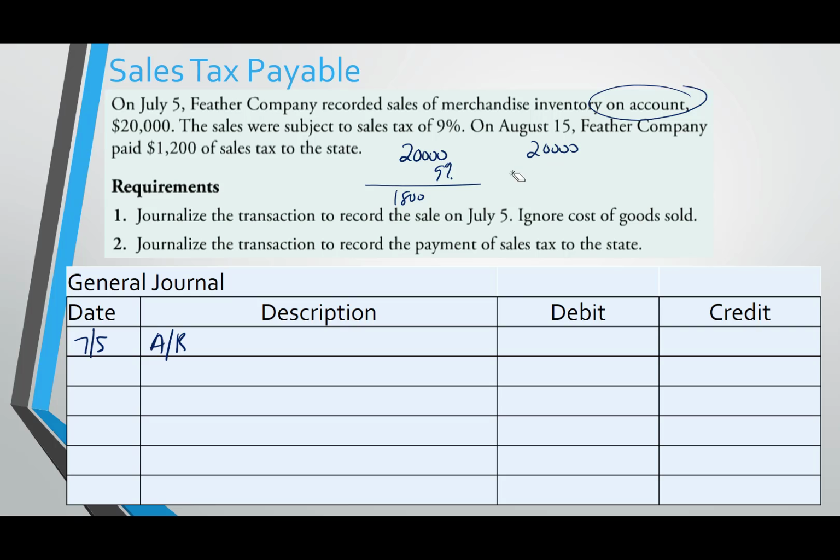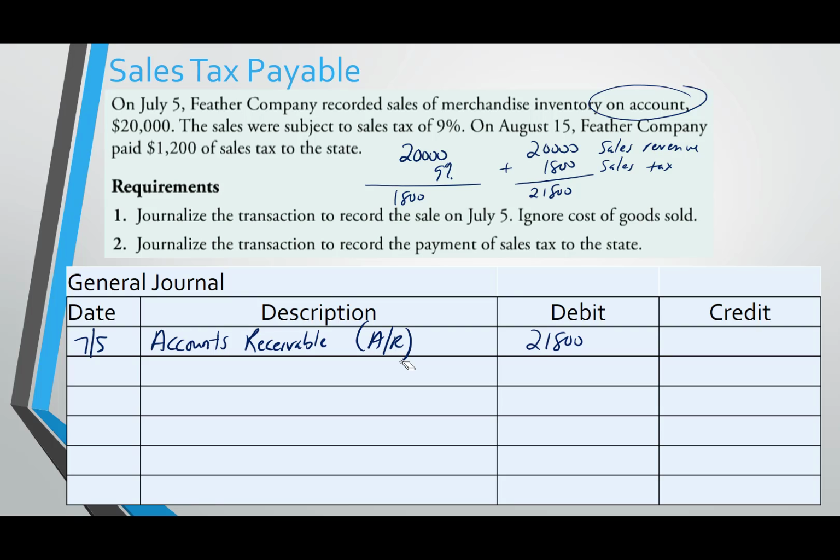So we have the $20,000 of sales revenue. We're going to add the $1,800 of sales tax that we're going to collect. And the total amount that we are owed would be $21,800. So that's the amount that we will debit accounts receivable for. And I'm going to write this out clear enough so we know what this specifically is, accounts receivable. And again, we will abbreviate that AR at times.